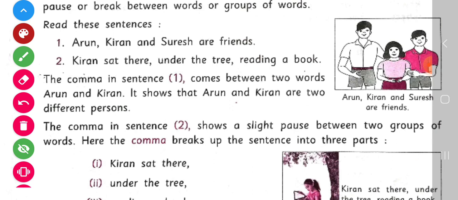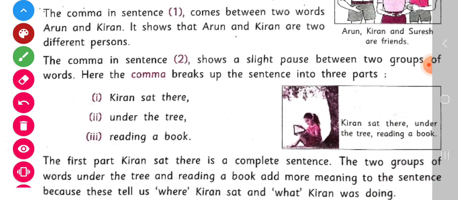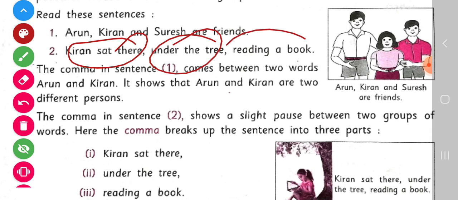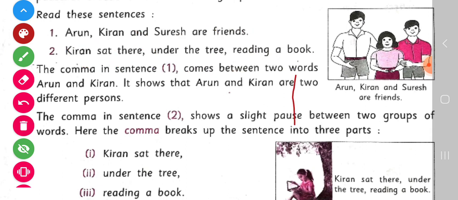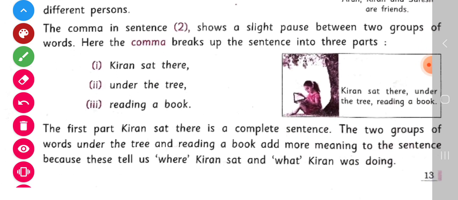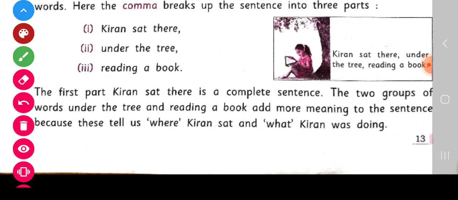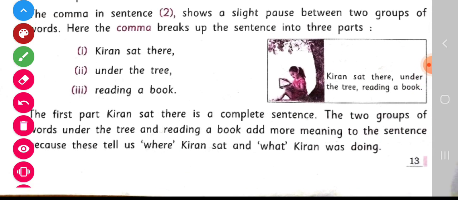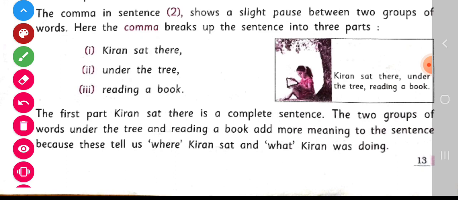So children, Kiran sat there under the tree and reading the book. These are the groups of words. And children, the first part, Kiran sat there, is a complete sentence. The two groups of words, under the tree and reading a book, add more meaning to the sentence because these tell us where Kiran sat and what Kiran was doing.